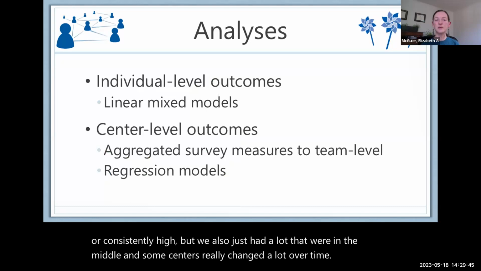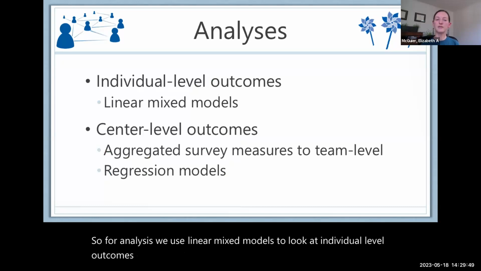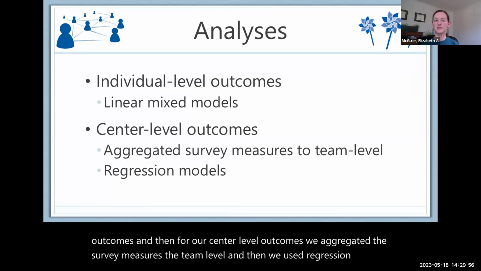So for analyses, we used linear mixed models to look at individual level outcomes. And then for our center level outcomes, we aggregated the survey measures to the team level, and then we used regression models to test associations.